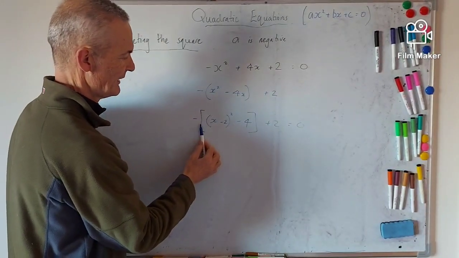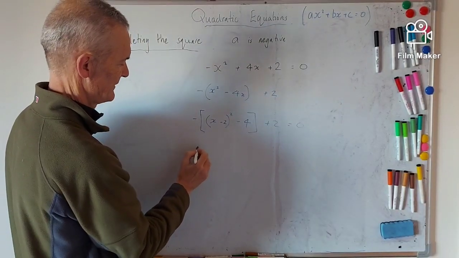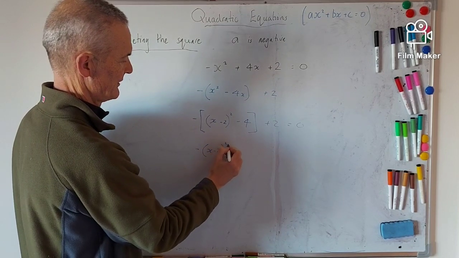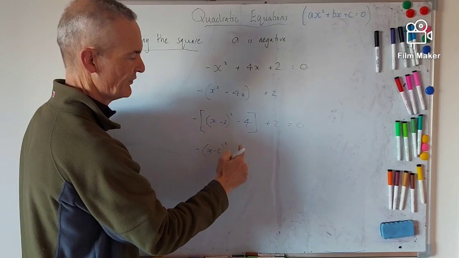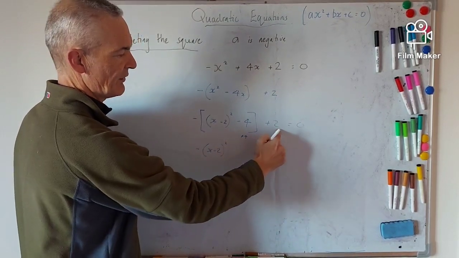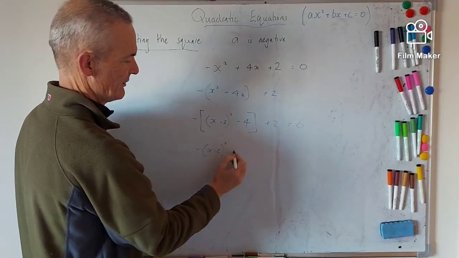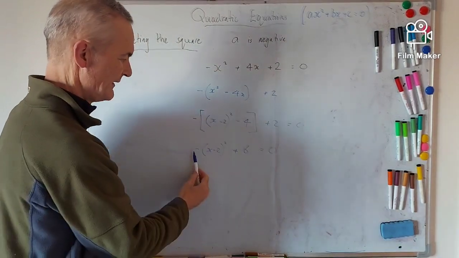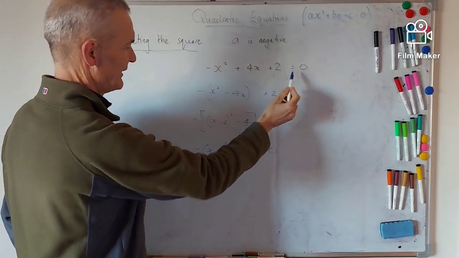Now we're going to multiply out the big brackets. So remember, this is -1. So we're going to get minus x. And then -1 times -4 is going to be +4. Okay, so that's going to give us +4. And we've got this +2 here. So we're going to get +6. So I can just write +6 here equals 0. And this is the completed square form for this quadratic.